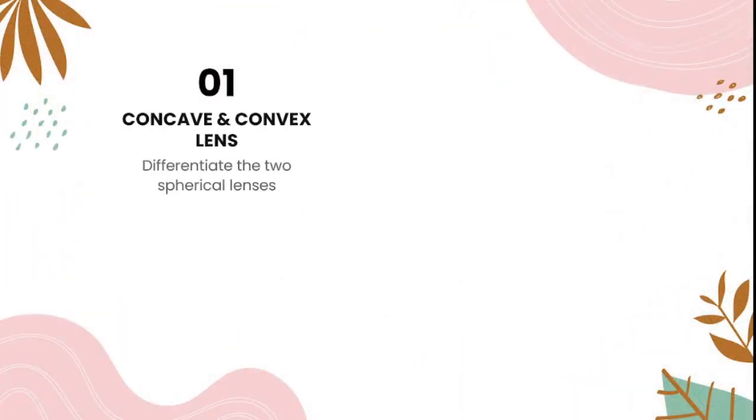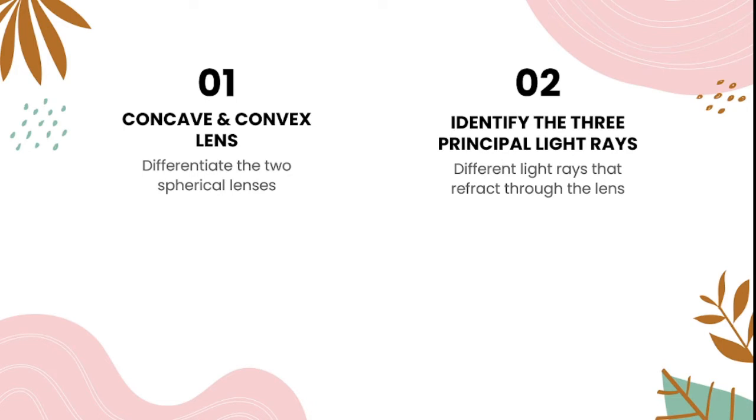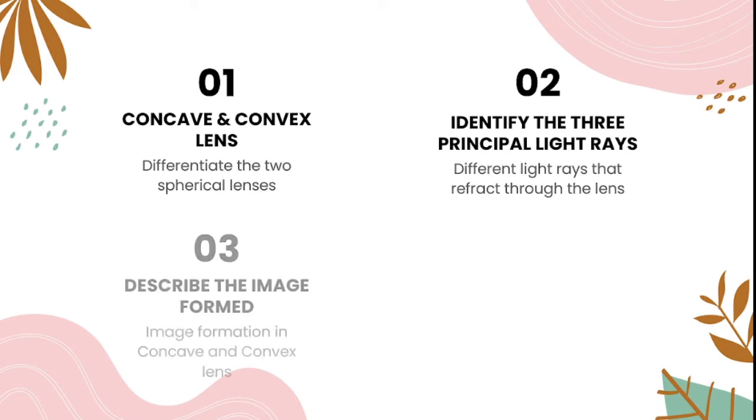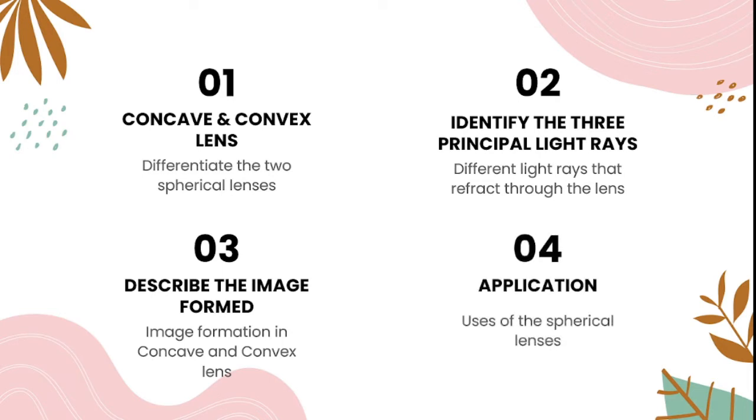Our learning targets are differentiating concave and convex lens, identify the three principal light rays, describe the image formed in concave and convex lens, and the application of spherical lenses.